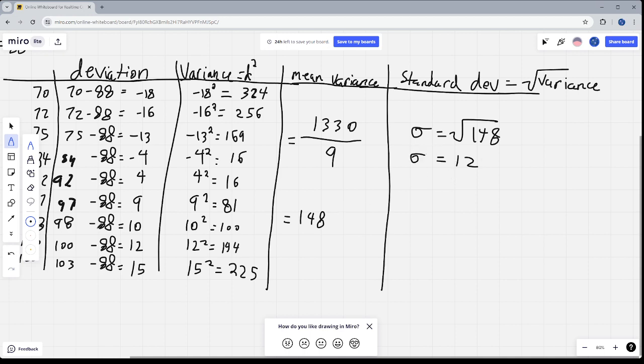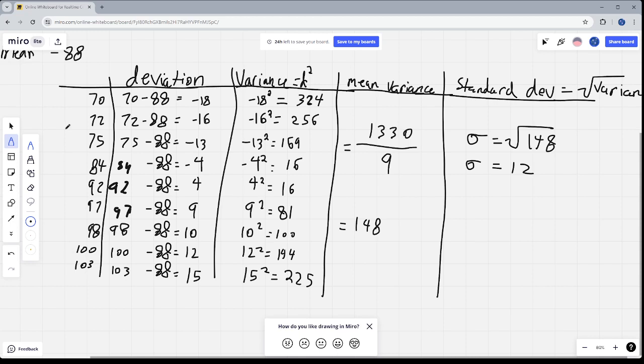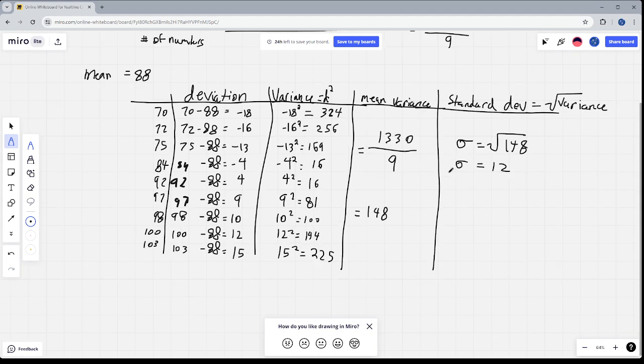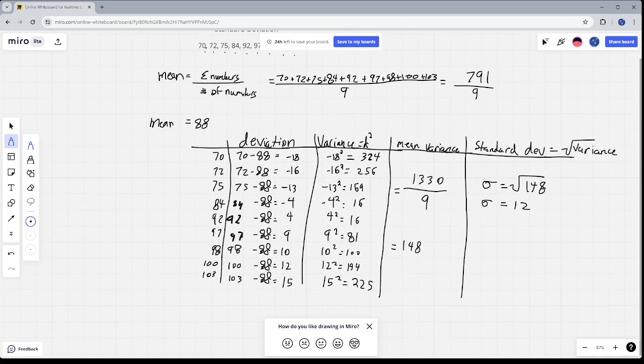So what does this mean? It means that each one of these data points is roughly 12 points from our mean. Okay? The average distance from our mean is 12 points. Does that make sense? Beautiful. So that is a quick refresher on standard deviation.